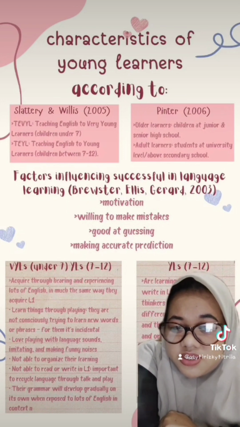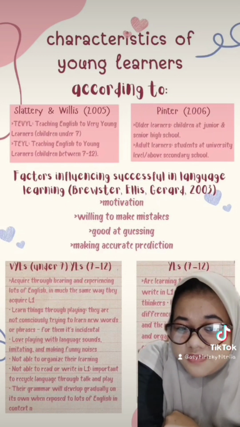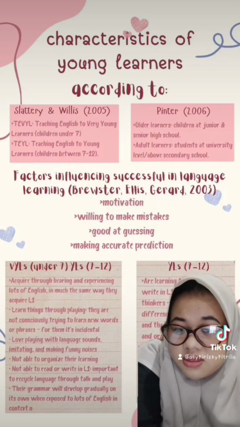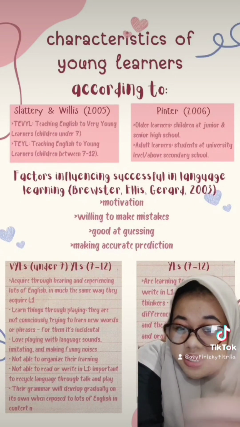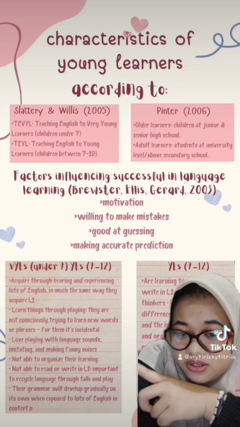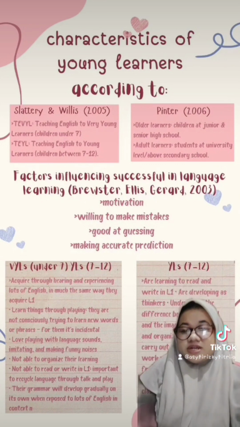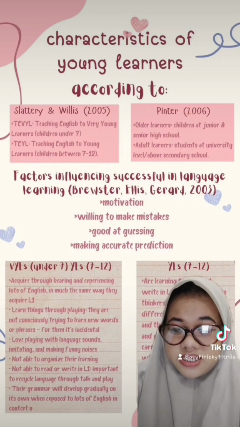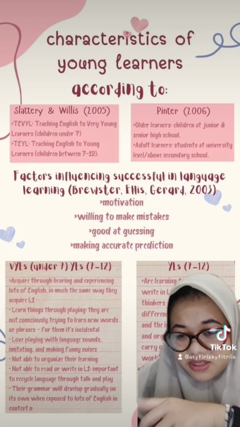They are not consciously trying to learn new words or phrases. For them, it's incidental, and they love playing with language sounds, imitating and making funny noises. And then, they are not able to organize their learning. Next, they are not able to read and write, so it is important to recycle language through talk and play.